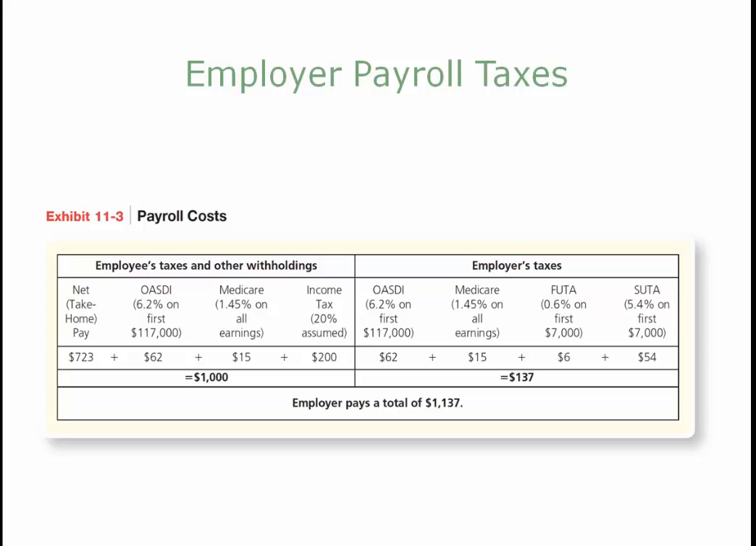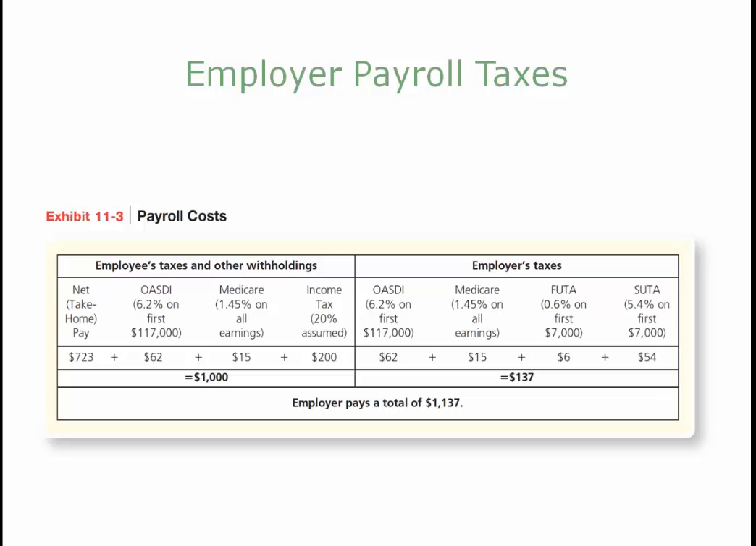You see OA, so you have the net take-home pay $723, but you have $62, $15, and $200 for income taxes, Medicare, and Social Security. That's on the left side. But on the right, you notice that there's a 62, a 15, and a 6, and a 54. And those are the ones that are the employer side.